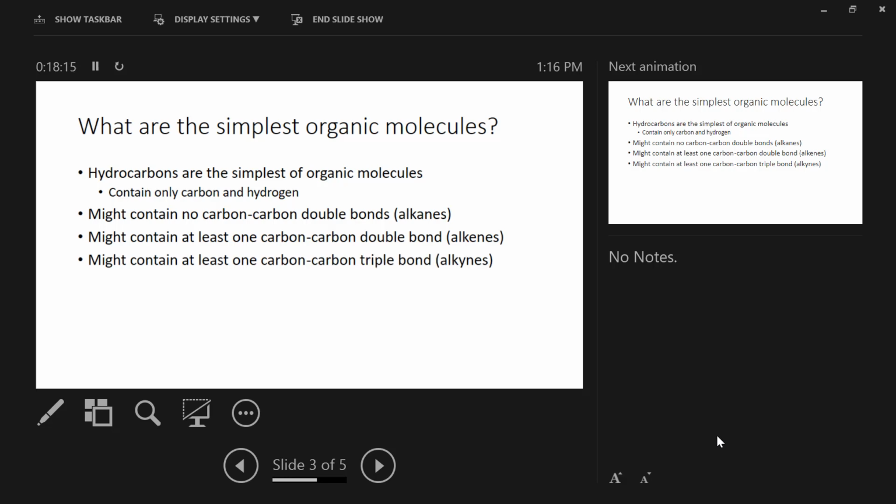You're gonna like this. It might contain at least 1 carbon-carbon triple bond, at which point we would call it an alkyne. Still moving in alphabetic order. Alkane, A comes first, that's only single bonds. Alkene, only single and double bonds. Alkyne, single, double, and triple bonds, or at least a triple bond. Alkynes might contain at least 1 carbon-carbon triple bond.